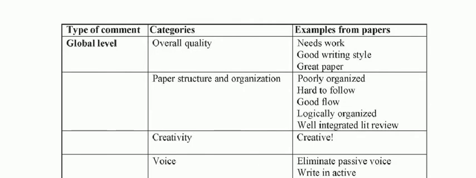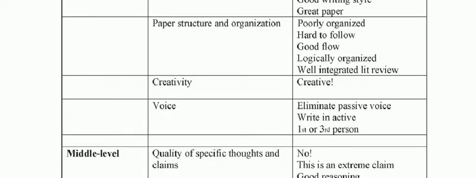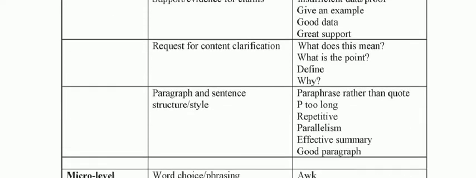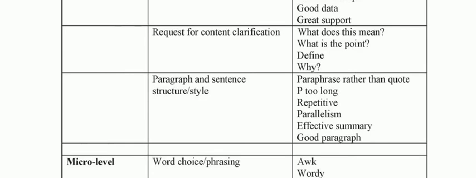One was the global level area. This reflected comments on the overall quality of the paper's structure and organization, the creativity and voice of the student. The next level was the middle level. This had to do with the quality of specific thoughts and claims, the support and evidence for the claims. It also dealt with paragraph and sentence structure or style.